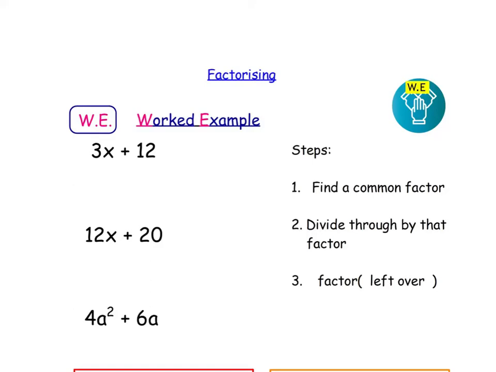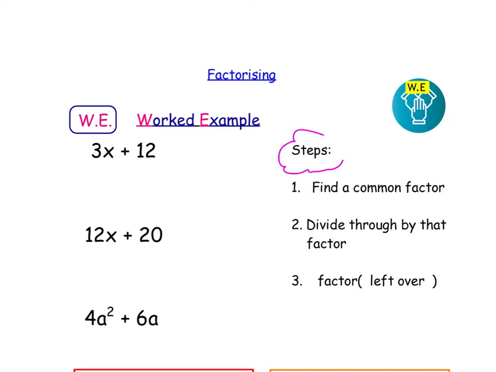So in this video we're going to be looking at factorising. Now there's different levels of factorising as we go through. So the first one is when we have two terms and we're looking for a common factor to get it into one bracket. Now obviously we could have more than two, but we'll start with two terms and then we'll progress up to three. So the steps are on the right here.